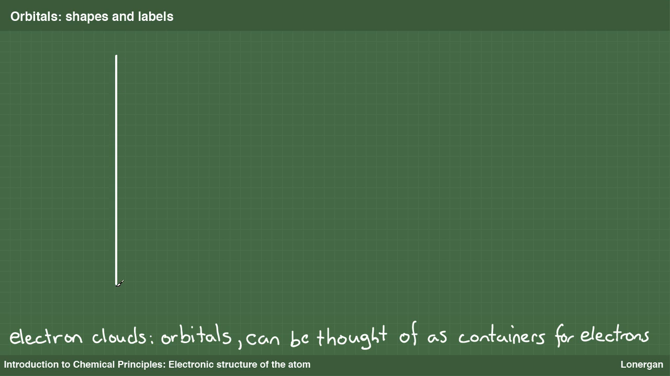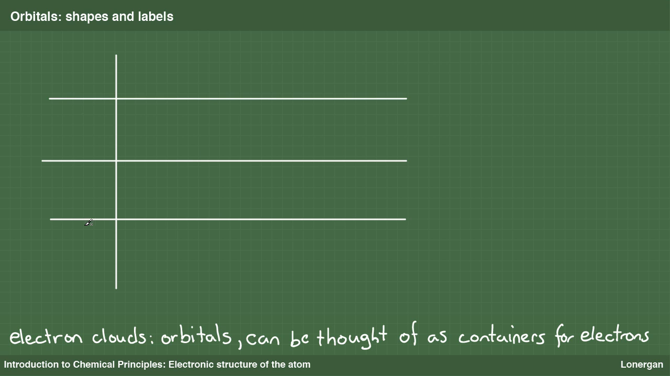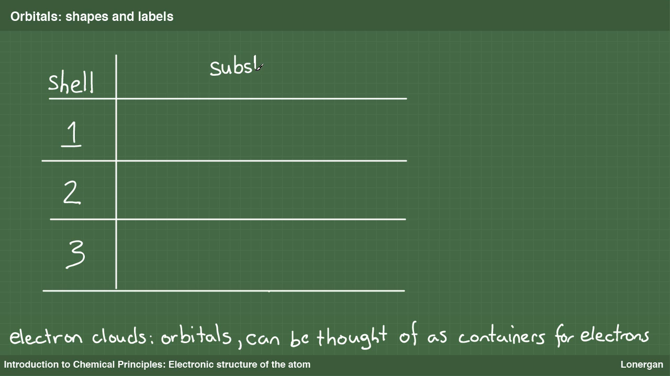Here I draw a table of some of the possible orbitals organized by their shell number and subshell designation. The shell number can be any positive integer. Here I show the first three. For historical reasons, the subshell designation is specified using letters. The first four are S, P, D, and F.